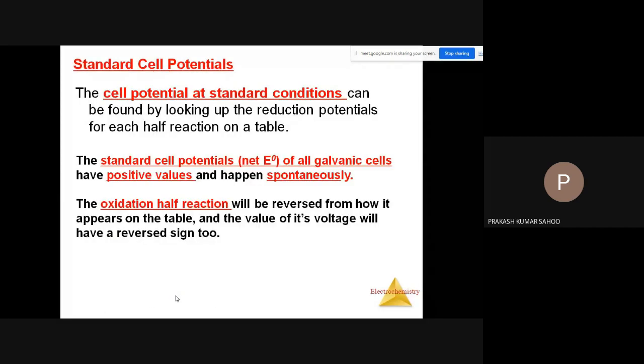Then standard cell potential. It is already told to you that the cell potential at standard condition, 1 molar concentration, the standard cell potential, is denoted as E0 of a galvanic cell, of positive value, and happens spontaneously. The oxidation half reaction will be reversed from how it appears on the table, and the value of its voltage will have a reverse sign too.